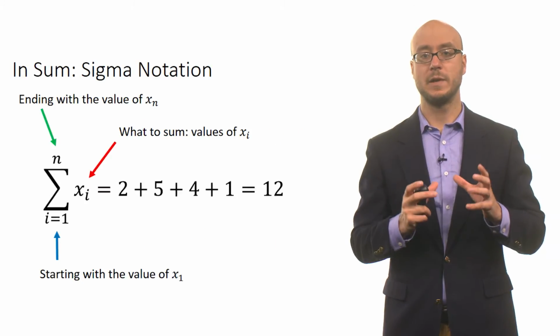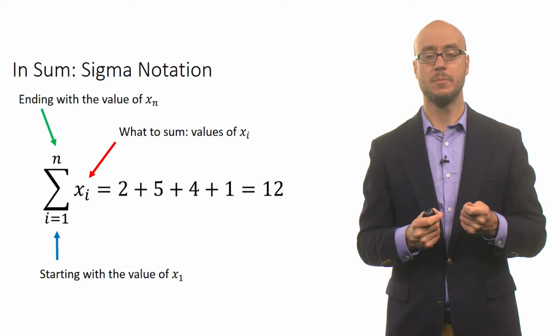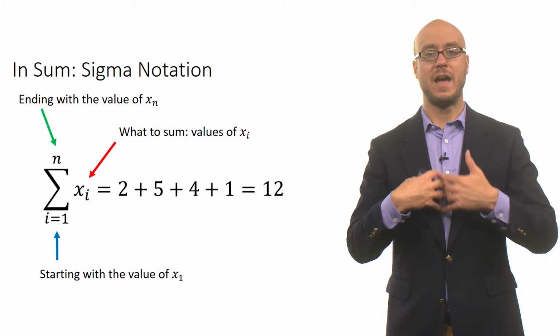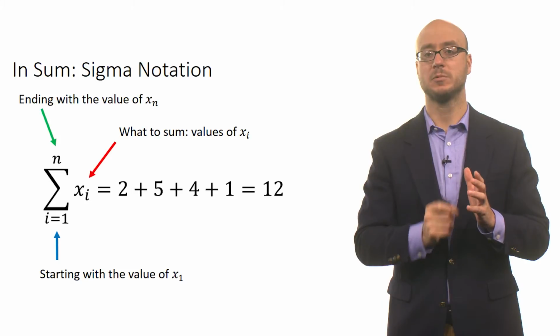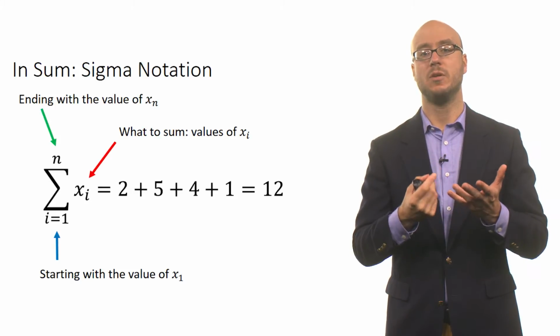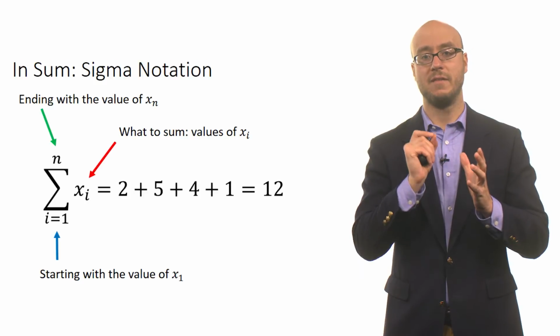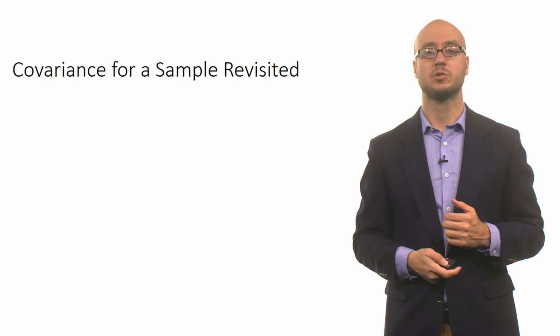Just to recap, sigma is telling us what to sum up, what to add up, and in this case we're adding up the values of x. And it tells us what value of x we start with. So we start with the value that's indexed with i equals 1, and we end with the value x subscript n. In this case, since our sample size is 4, we have x subscript 4. And we add up those values, and we get 12.